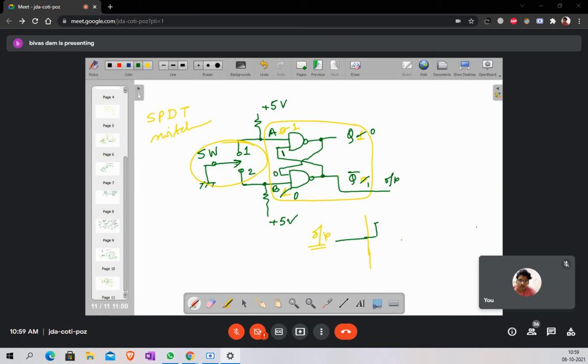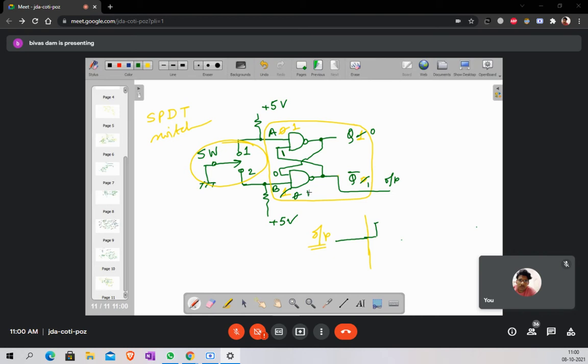When the contact comes to position number 2, the output Q1 becomes 1, and I find that Q becomes 0, and that 0 comes here and sits here. Now, due to the spring action, contact will be broken from position number 2. So, what will happen to B? 1. What happens to A? 1. Though B is 1, what happens to the other input of this NAND gate? Though B has become 1 due to the spring action, what happens to the other input of this particular NAND gate?